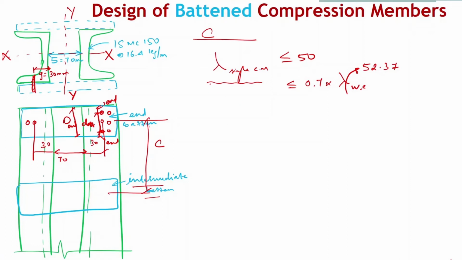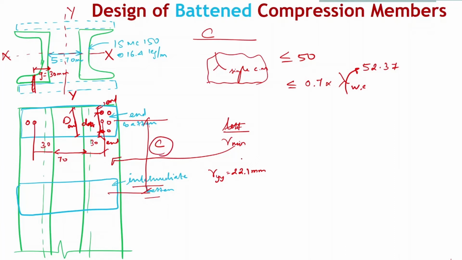Now what is the slenderness ratio? Slenderness ratio is effective length upon r minimum. So what is r minimum of one channel? It is r yy, that is 22.1 mm. Now what is the effective length of this single channel section between two supports? The effective length is C.